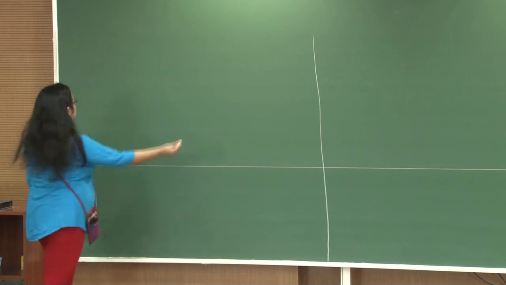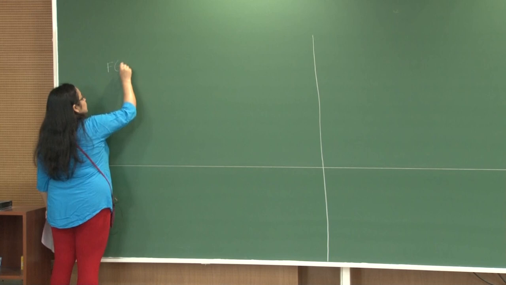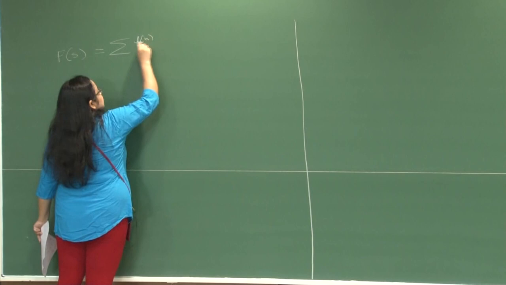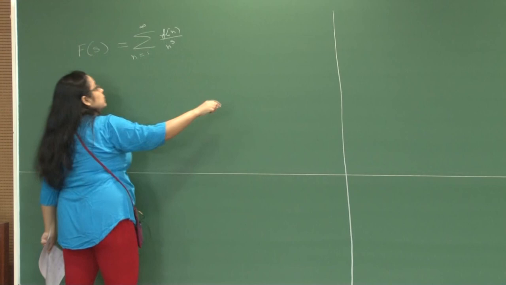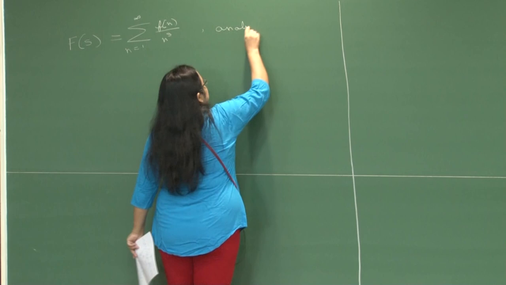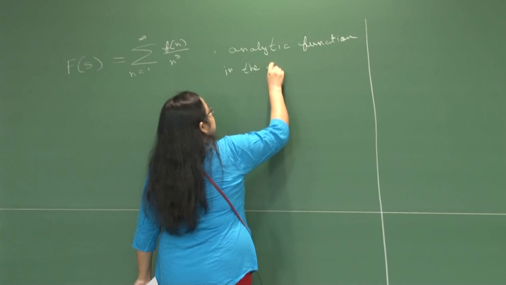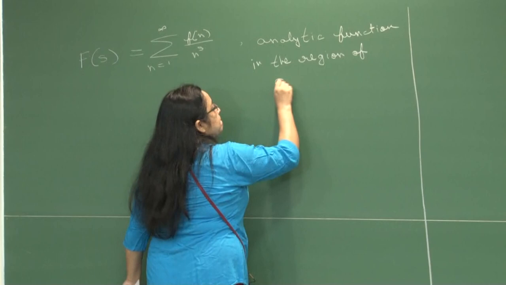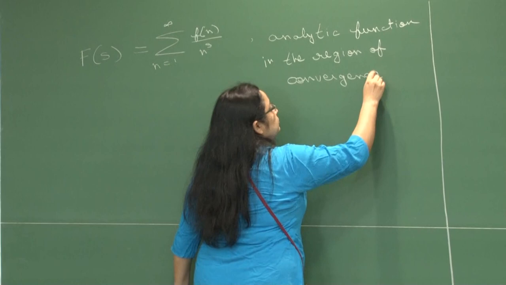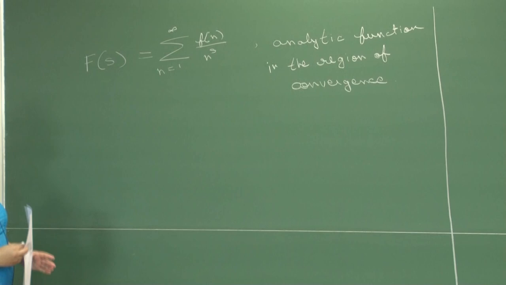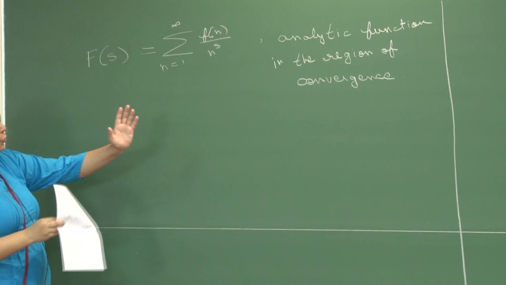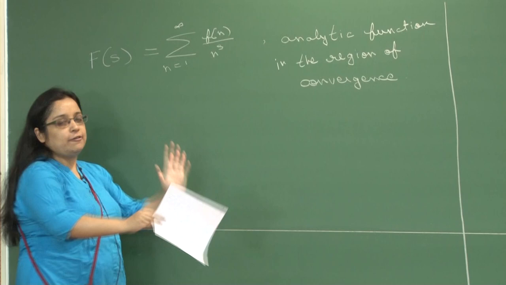Okay, so far we have learnt to treat the Dirichlet series as an analytic function in the region or the half plane of convergence. Now, we want to exploit this point of view. So, in particular, I also want to recall what could possibly happen when you try to pull this function to the left of the region of convergence.